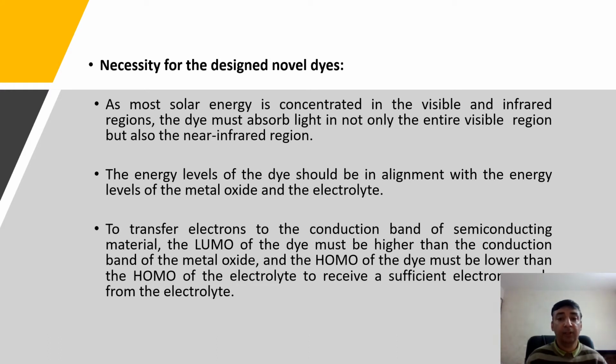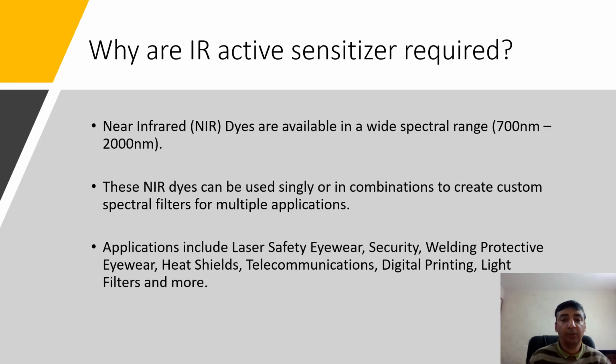In order to transfer the electrons to the conduction band of the semiconducting material, the LUMO of the dye must be higher than the conduction band of the metal oxide, and the HOMO of the dye must be lower than the HOMO of the electrolyte. Now the question arises, why do we require IR active dye sensitizers?